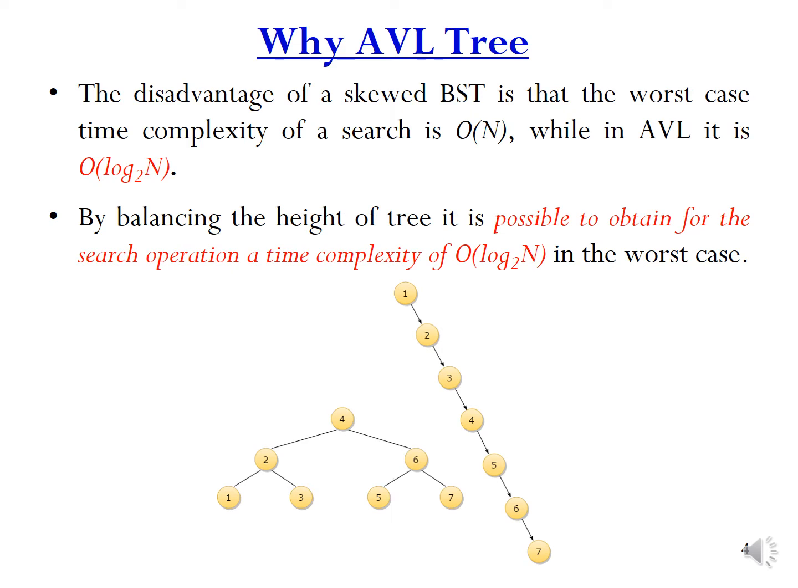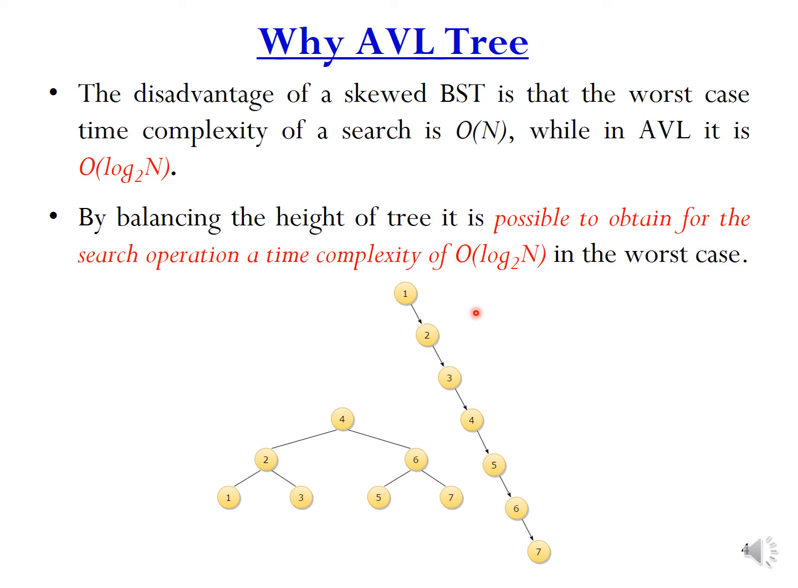Let us see why we use the AVL tree. What is the main motivation behind this? Basically, the disadvantage of a skewed binary search tree is that the worst case time complexity of a search is order of n, or we can say there is no control on the height, while in AVL it is order of log n. So by balancing the height of the tree, it is possible to obtain for the search operation a time complexity of order of log n in the worst case.